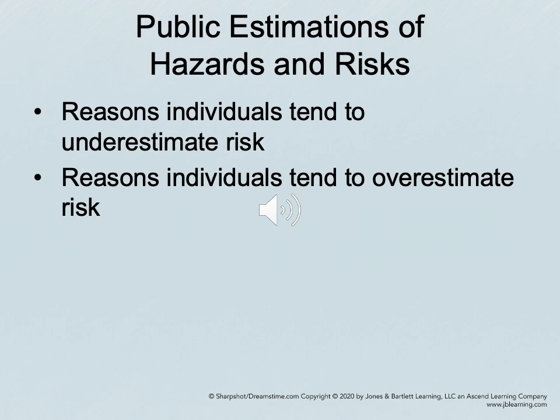So using the example that we just used with smoking, your friend may experience cognitive dissonance if he likes to smoke, but he knows that smoking is bad for him. So to reduce this dissonance, he can either change his attitude about smoking or he can change his behavior.